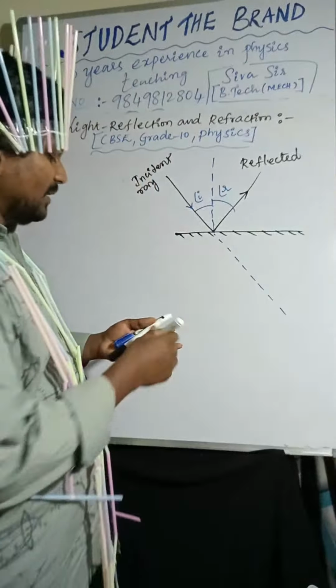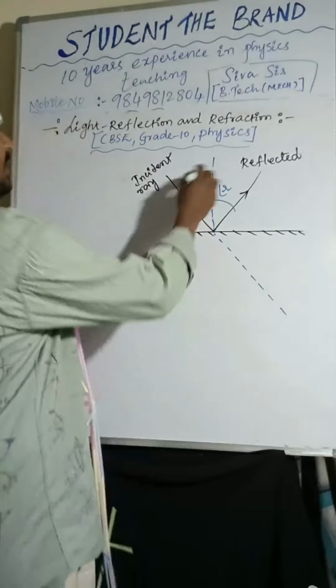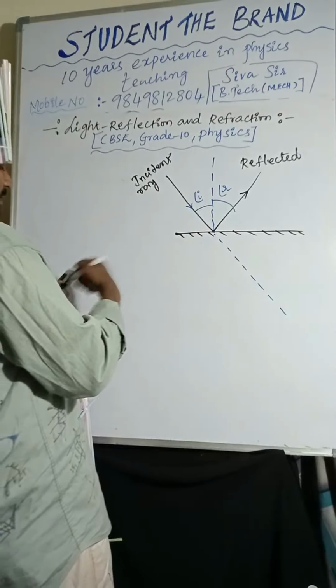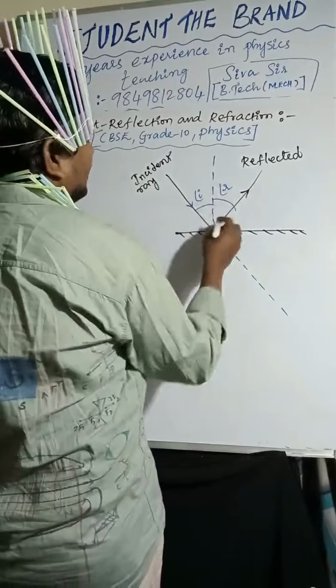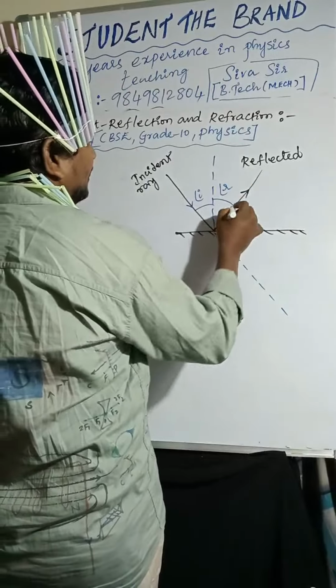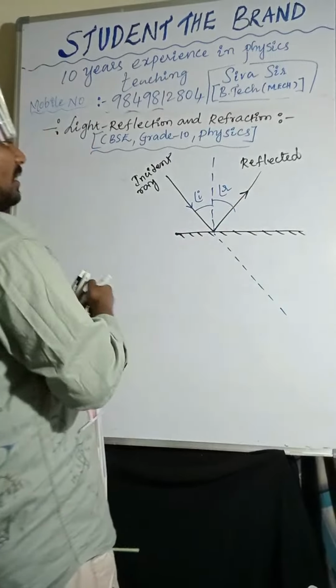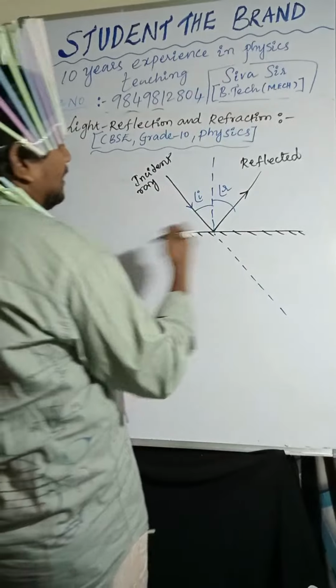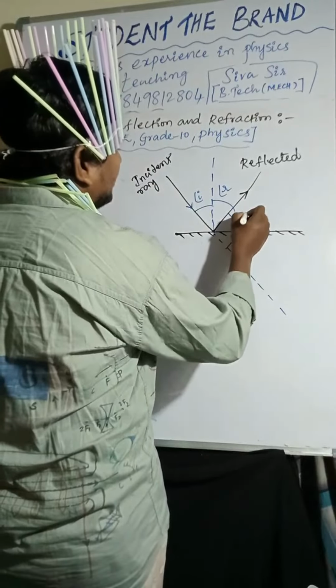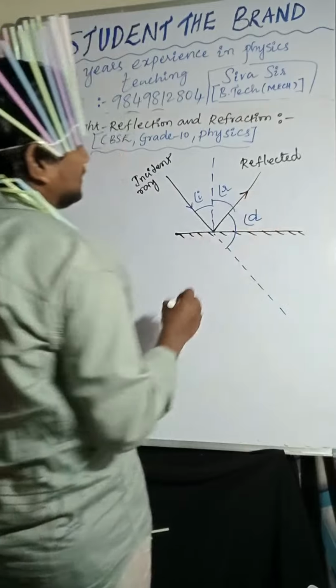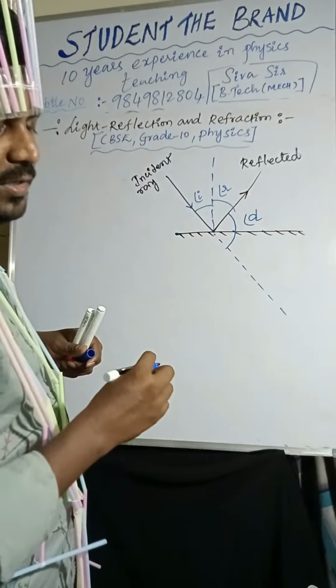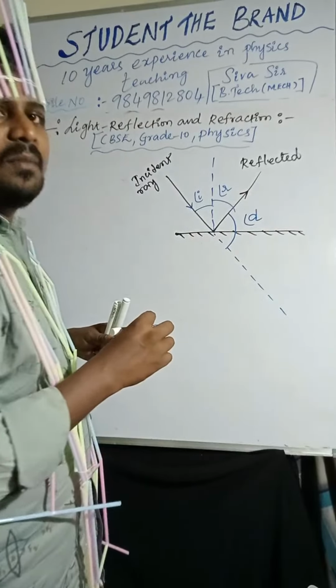So here you can observe: the angle between the incident ray and the normal line is called the angle of incidence. The angle between the reflected ray and the normal line is called the angle of reflection. The angle between the reflected ray and the undeviated line is called the angle of deviation.